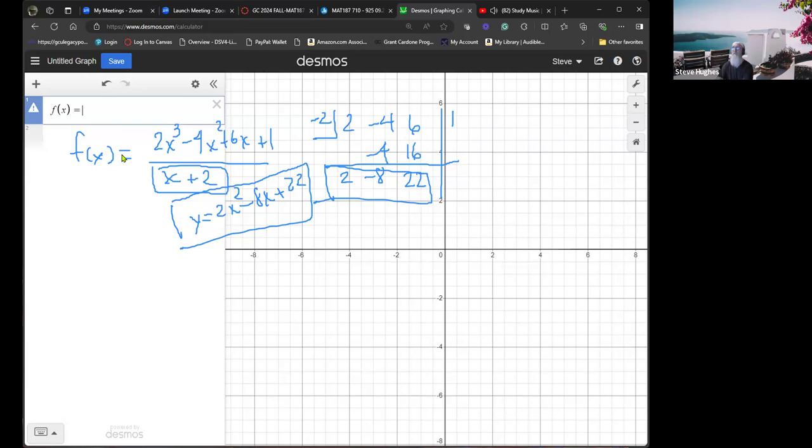F of x equals, I'm going to use parentheses to get it started, 2x cubed minus 4x squared plus 6x plus 1, divided by x plus 2. All right.